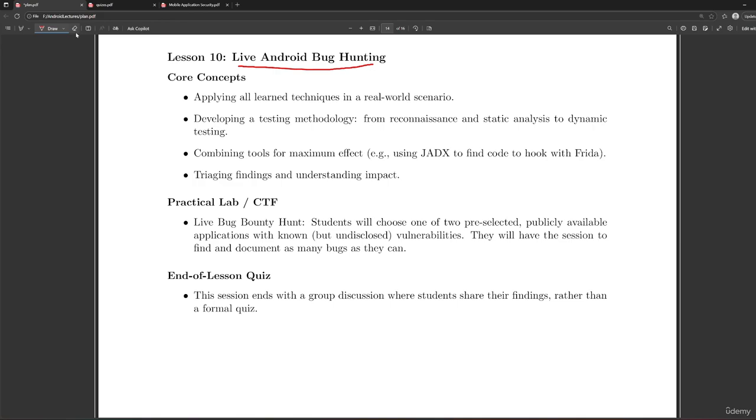However, since this is a recorded lesson, and it is unethical to show you how to bug bounty hunt real legal applications, we will be doing some CTF instead, because it is the ethical way to solve Android issues. So this will be the Android part.